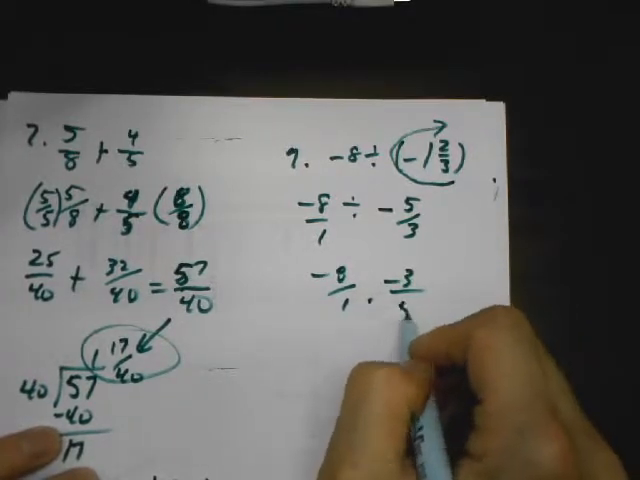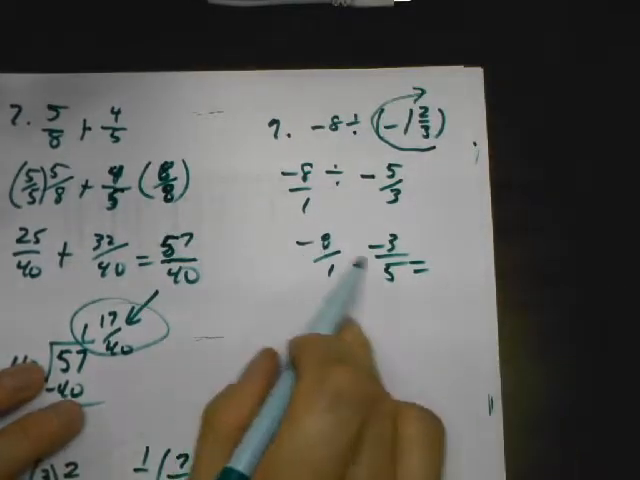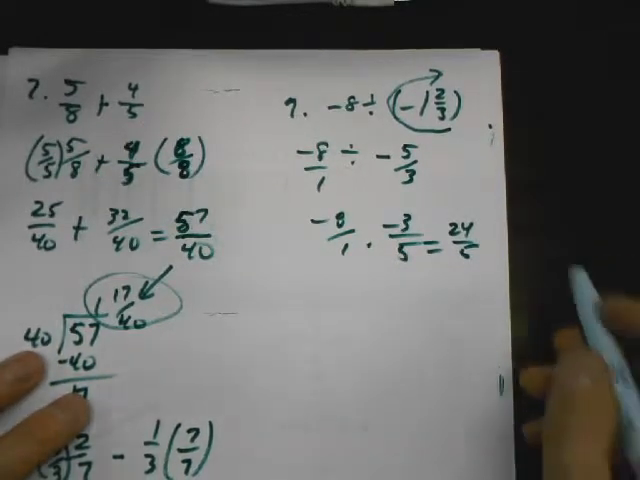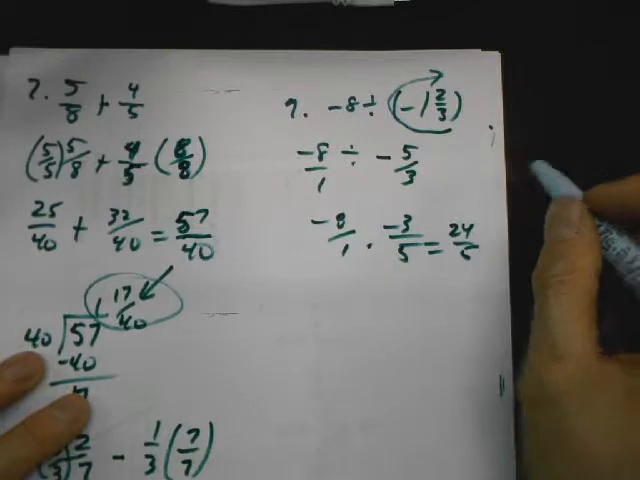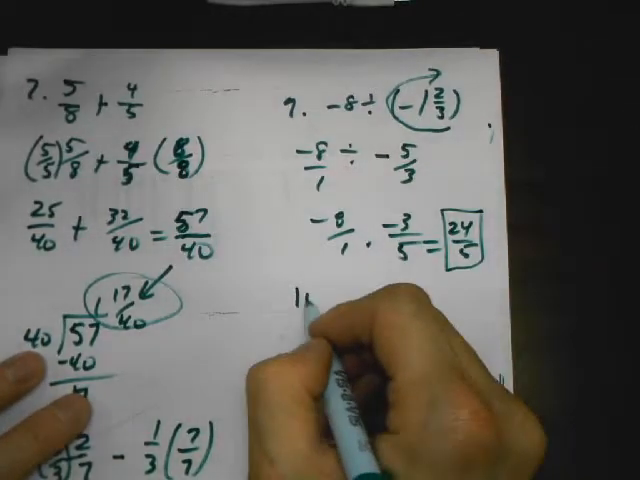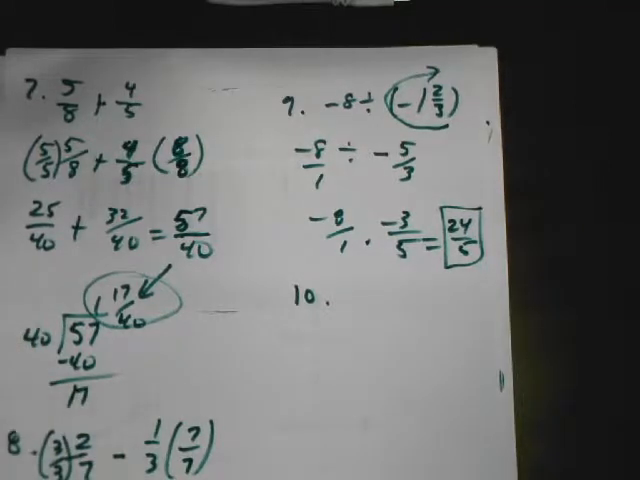Multiply by reciprocal. Put the negative on top. There's nothing in common. Multiply. This is an okay answer. And negative times negative is positive. 25/4 is the answer. And that one I didn't make you convert.